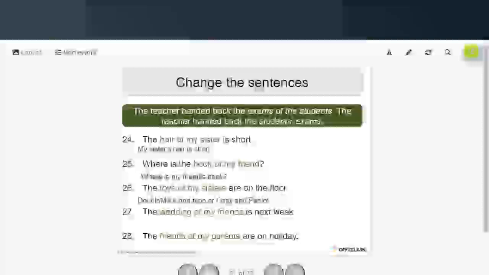The wedding of my friends is next week. So here, plural, we would use again the S apostrophe. So my friends' wedding is next week. And the friends of my parents are on holiday. So here parents is what we want to show the possessive, and it's plural.